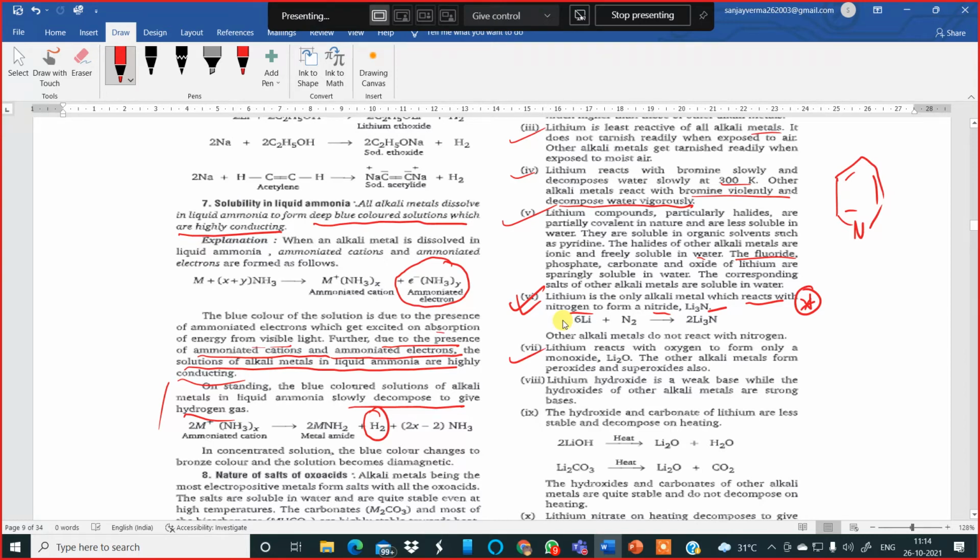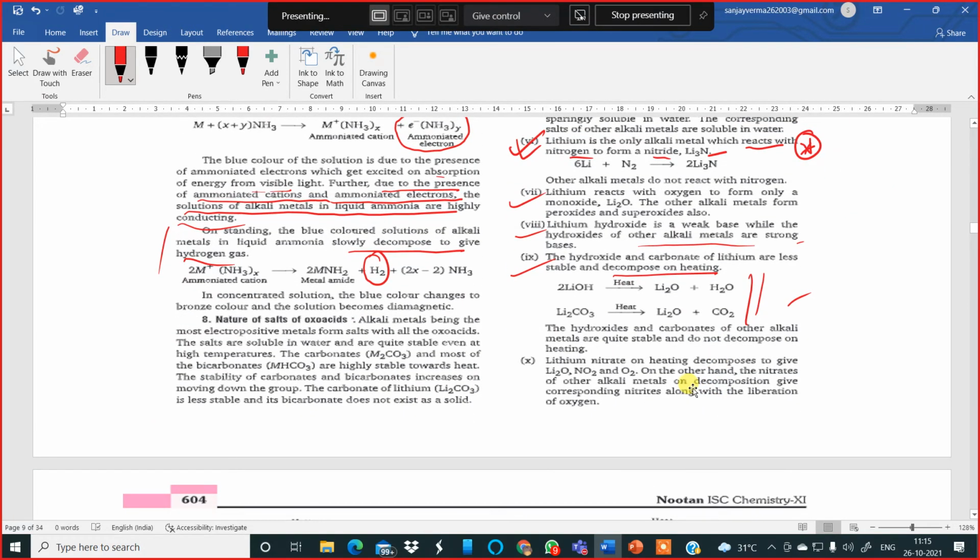Number 7, lithium reacts with oxygen to form only a monoxide. The other alkali metals can form higher oxides, superoxides and peroxides also. Then lithium hydroxide is a weak base, while the hydroxides of other alkali metals are strong. Number 9, the hydroxide and carbonates of lithium are less stable and decompose on heating. So we can decompose the hydroxide and carbonates of lithium easily, because of their instability, because of their covalent nature.